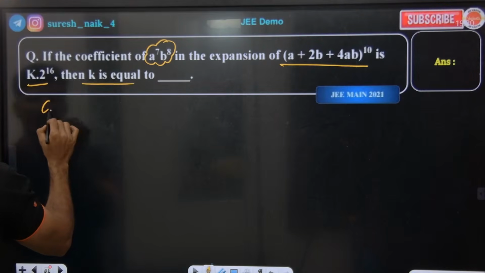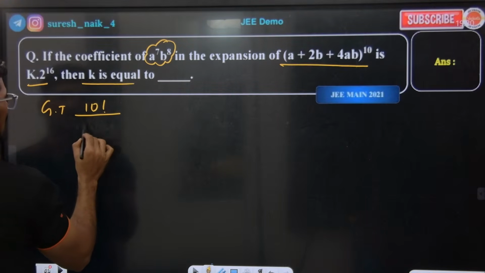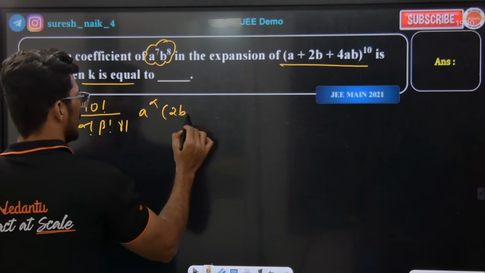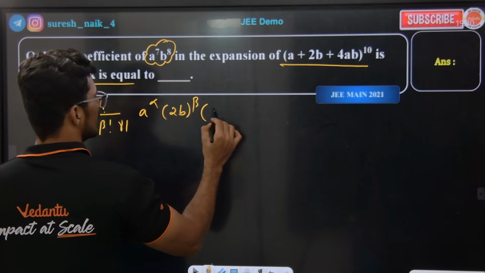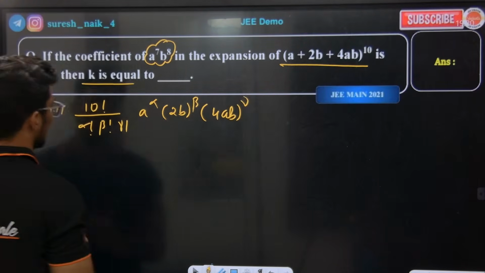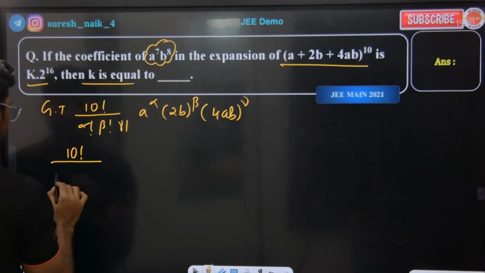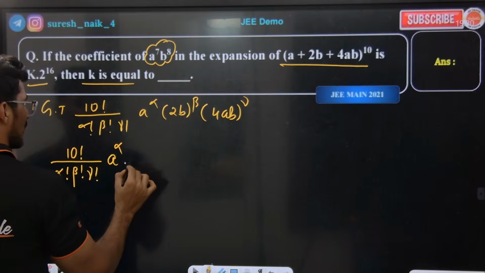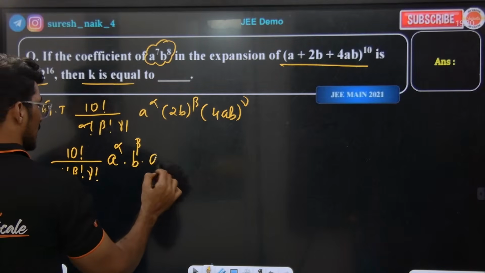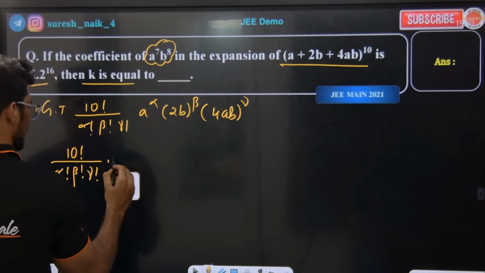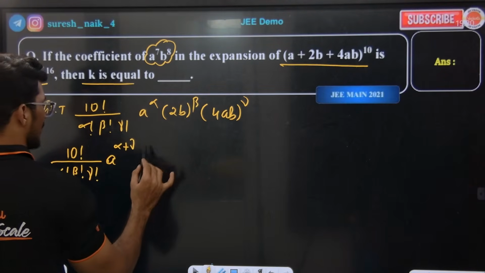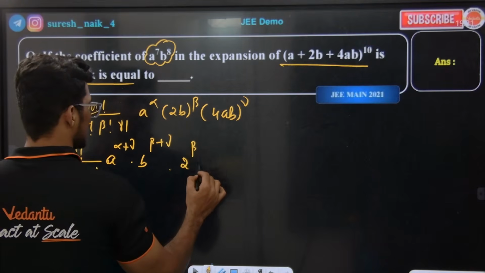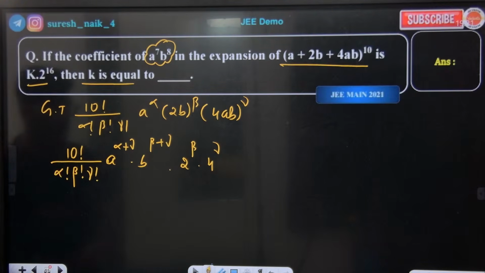Okay, so general term, I'll write the general term. General term is 10 factorial divided by alpha factorial, beta factorial, gamma factorial into a to the power of alpha, 2b to the power of beta, and 4ab to the power of gamma. We should write like this. a has power alpha and gamma, b has power beta and gamma, next 2 power beta and 4 power gamma. This is the general term.